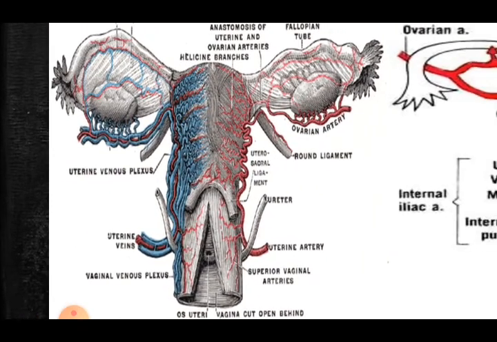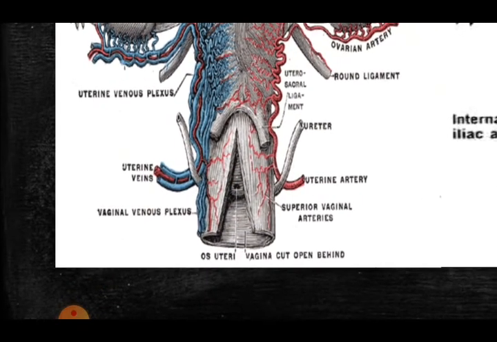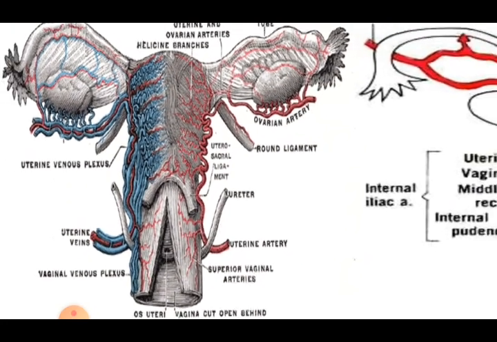The next is the venous drainage, and just like the arterial plexus, there is a venous plexus as well that you can see here. There is the vaginal venous plexus, and this vaginal venous plexus basically is situated in the muscular wall of the vagina, and it drains into the internal iliac veins. Next we have the lymph drainage, and that will be through the deep and superficial iliac glands.